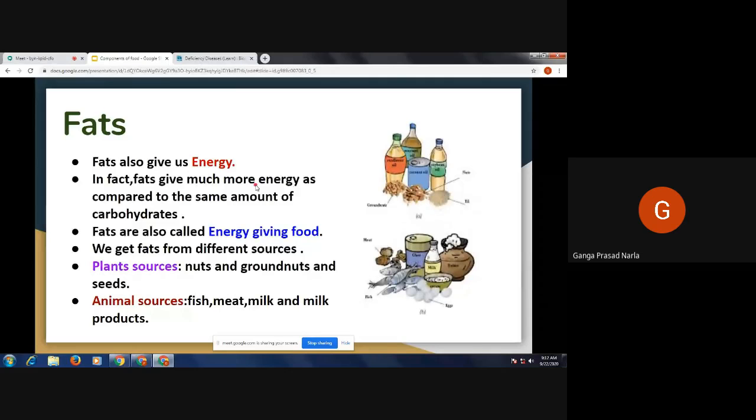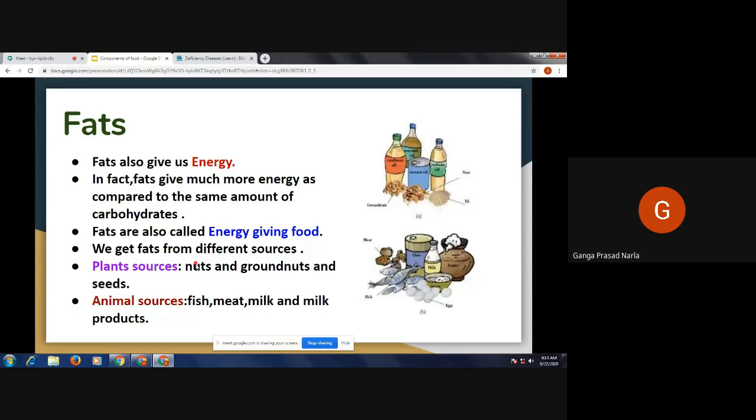From where do we get fats? There are some sources of fats. What are the plant sources? Nuts, groundnuts and seeds.